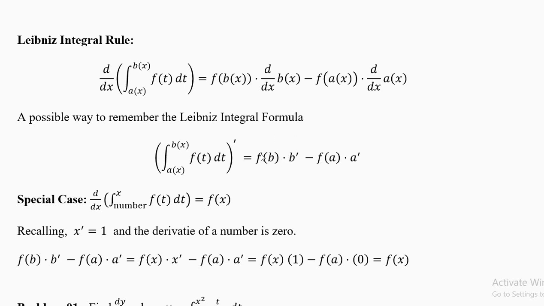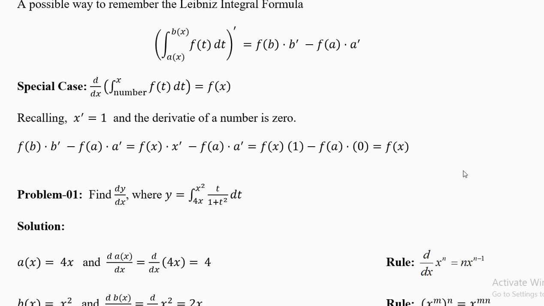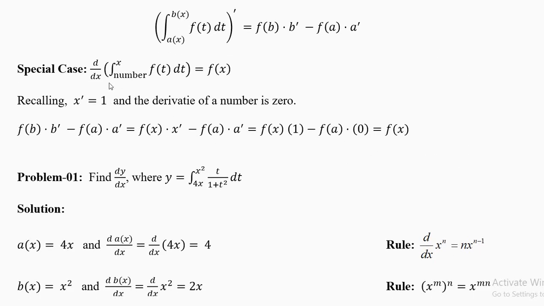Just write b. F of b into derivative of b minus f of a into derivative of a. And you can just write the prime. F of b dot b prime minus f of a dot a prime. Dot means multiplication in this chapter. Ordinary multiplication.